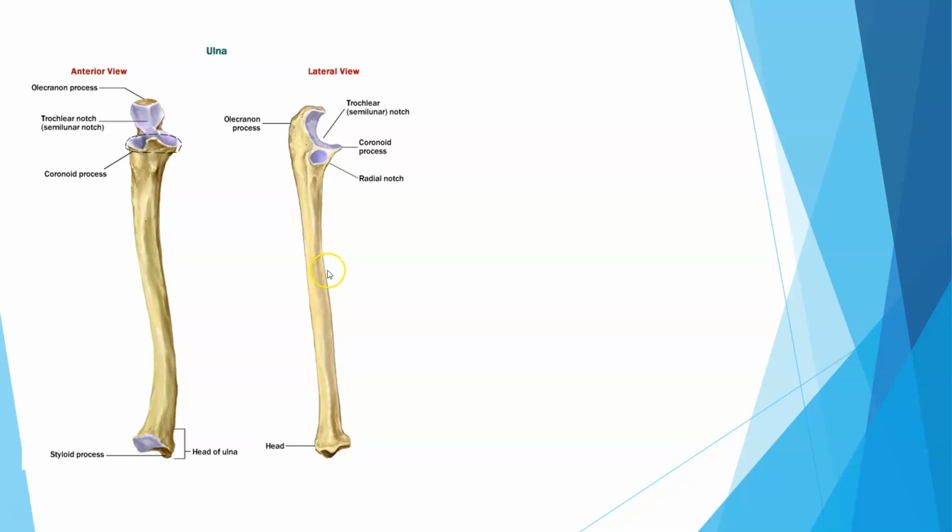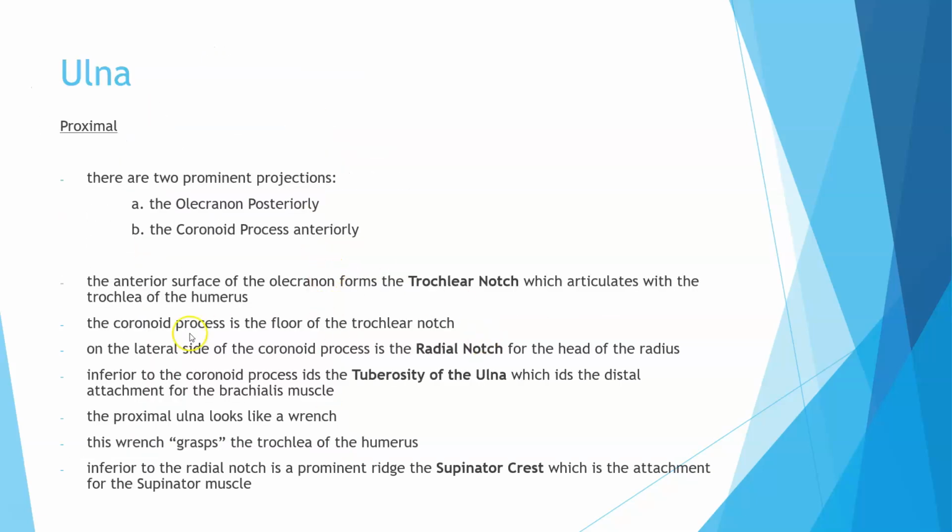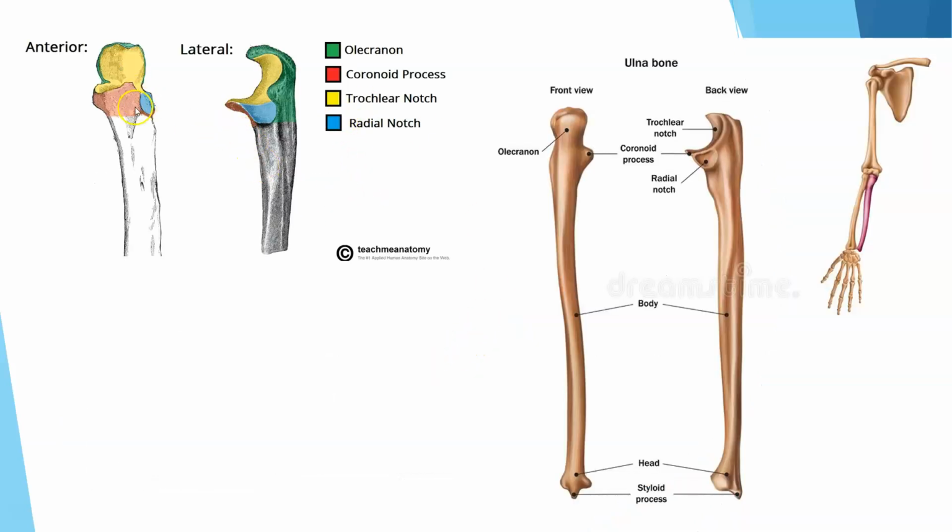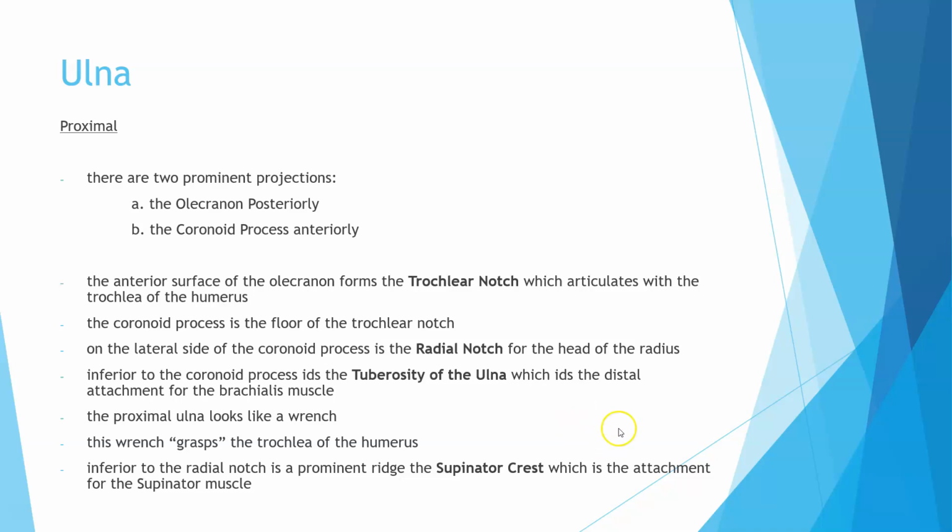So here we go. Here we're saying that on the lateral side of the coronoid process, which is here, we have a notch called the radial notch for the head of the radius. So do you remember when we talked about the ligament that surrounds the head of the radius? It is that ligament in the elbow. It holds the head of the radius in the radial notch of the ulna. That's what's happening with it.